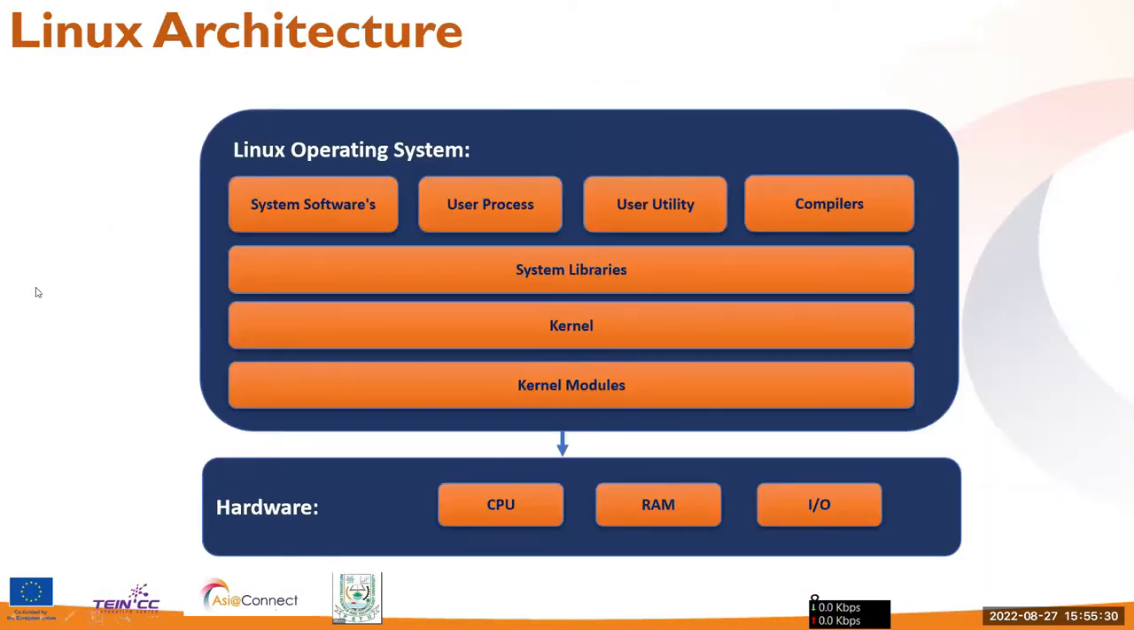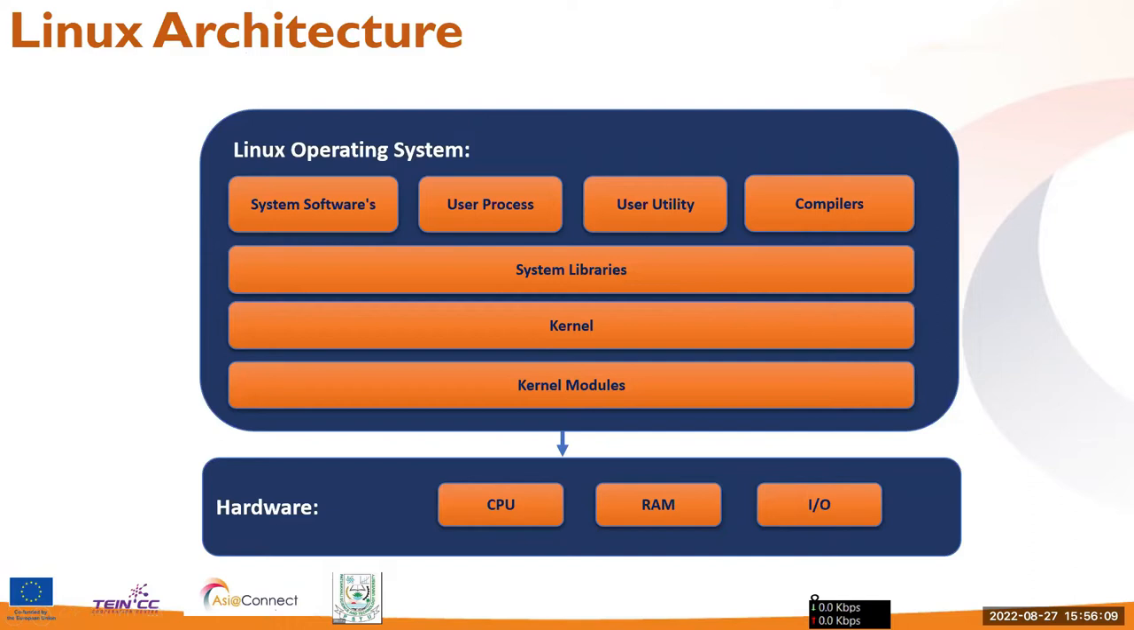And this is the internal architecture of a Linux-based system. At the bottom are our hardware resources like CPU, RAM, and input-output devices like keyboard, mouse, and hard disks. On top of that is the Linux kernel. The kernel is not a single program; it contains many modules for different purposes. Then come the application and system libraries for different needs.